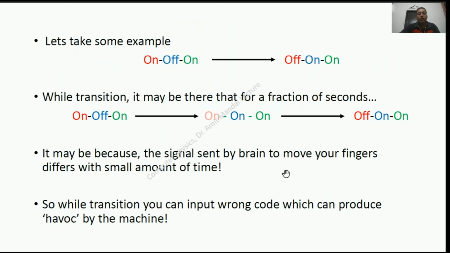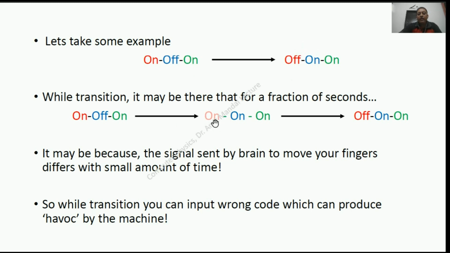otherwise an error can occur. For example, suppose initially the red switch is in on state, the blue switch is in off state, and green is in on state. Means the red switch is pressed and blue is released, and the green switch is pressed. And you are changing the code to off on on. Means now the red switch has to be released and the blue switch has to be pressed, and for the green one, there is no change required. For changing this code to this code, the red switch has to be released. Means this finger has to be picked up, and on the blue switch the finger has to press down.